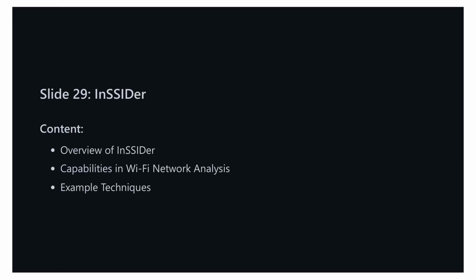In the previous slide, we explored wigle.net, an invaluable tool for wireless network mapping. We've gone over its capabilities and a few example techniques to leverage the platform for our tasks. Now let's move on to inSSIDer. inSSIDer is another powerful tool, but it focuses more on Wi-Fi network analysis. One of the key strengths of inSSIDer is its ability to provide detailed insights into Wi-Fi networks, which is crucial for network troubleshooting and optimization.